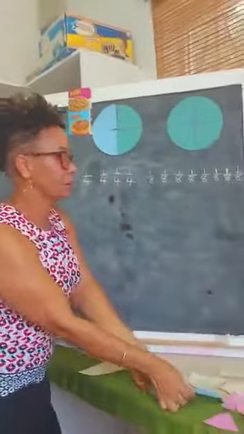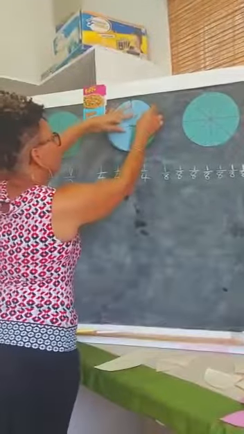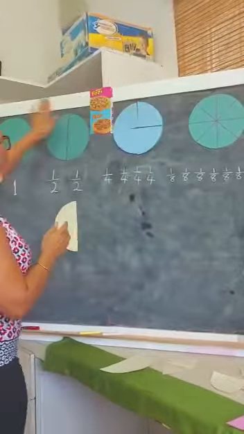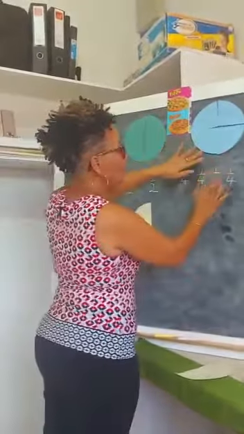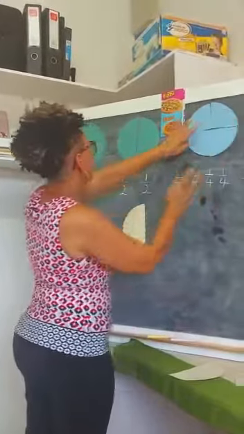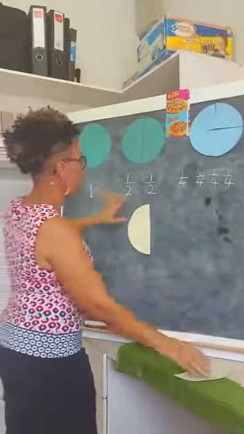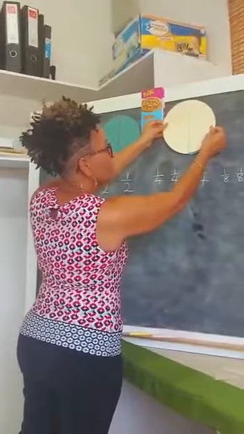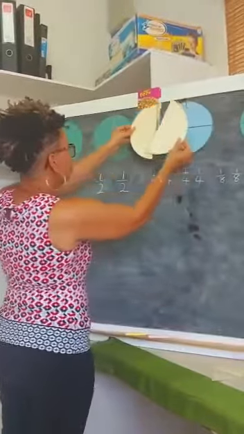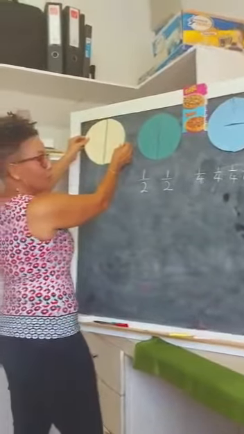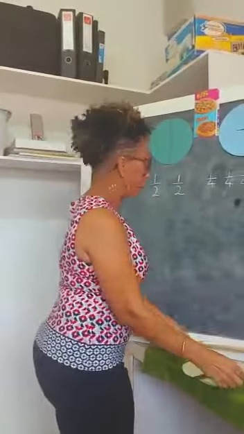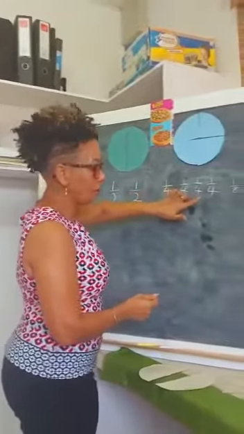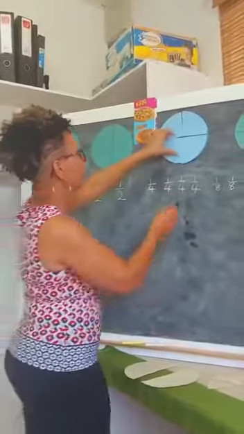Now if I put my other 2 quarters on, then I have a whole pizza again. So 4 quarters here are equivalent to 1 whole. The 4 quarters are also equivalent to 2 halves, and the 2 halves we know are equivalent to 1 whole. So 1 whole is the same as 2 halves, which is also the same as 4 quarters.